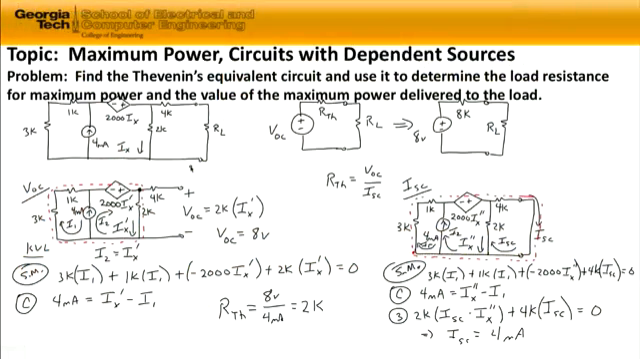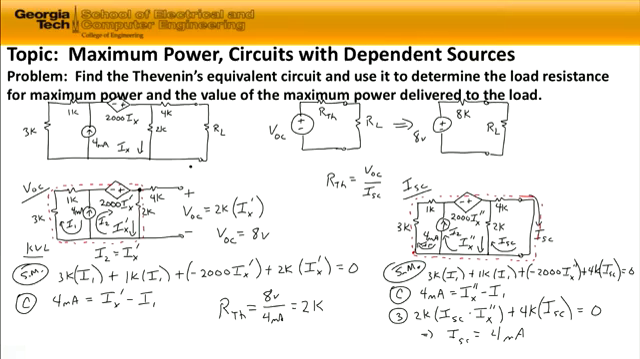The topic of this problem is maximum power, and we're working with circuits with dependent sources. The problem is to find the Thevenin's equivalent circuit and to use it to determine the load resistance for maximum power and the value of the maximum power delivered to the load.